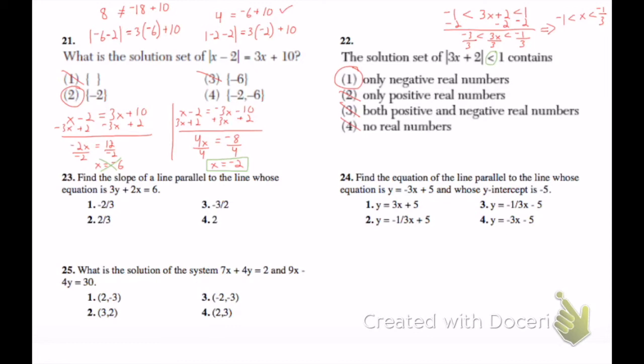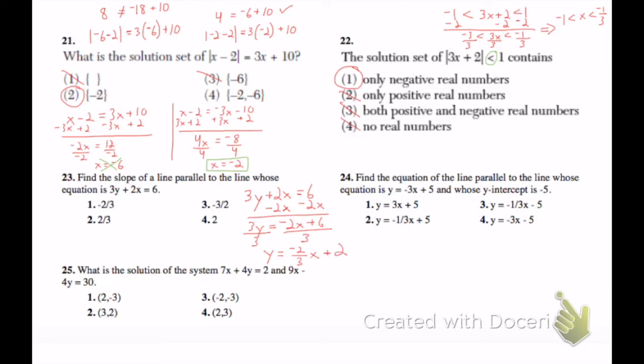Alright, question 23 reads, find the slope of a line parallel to the line whose equation is 3y plus 2x equals 6. The first thing we need to do is put it into slope-intercept form. So when we write 3y plus 2x equals 6, we want to bring over a 2x, and we get that 3y is equal to -2x plus 6. We divide the whole thing by 3.